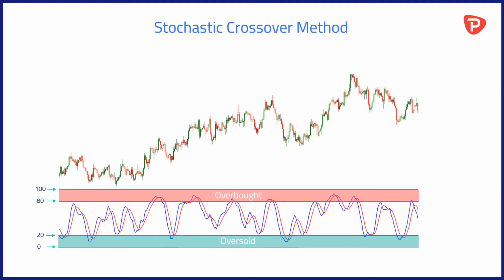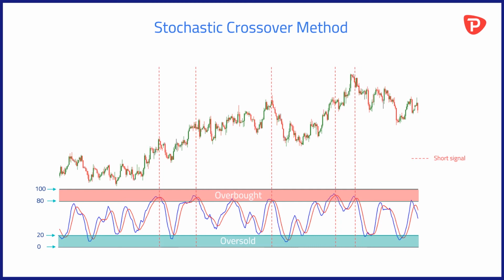Using the crossover method, a sell condition is generated when the %K line crosses into the overbought zone and, whilst up there, crosses from above to below the %D line. It is important that the cross actually happens inside the overbought zone. If it happens after the lines have crossed back through, it is not a valid signal for this method.